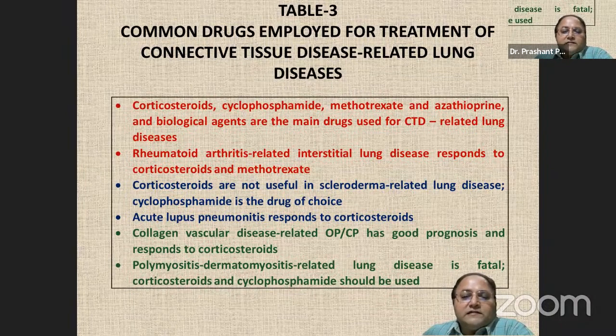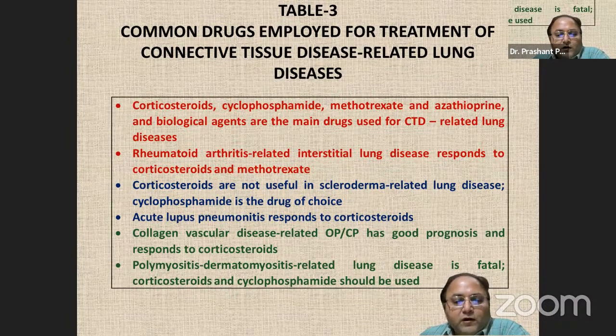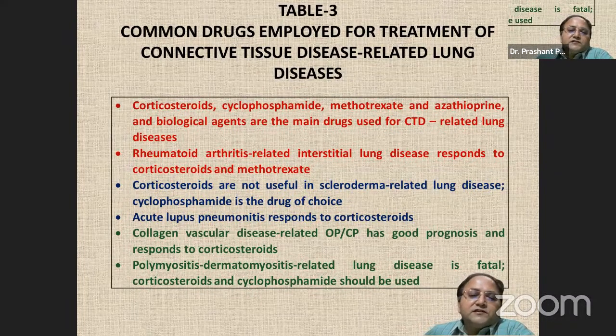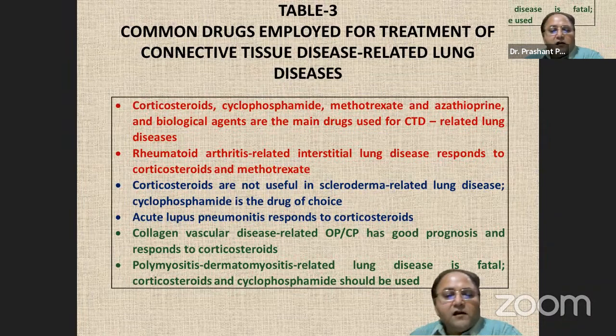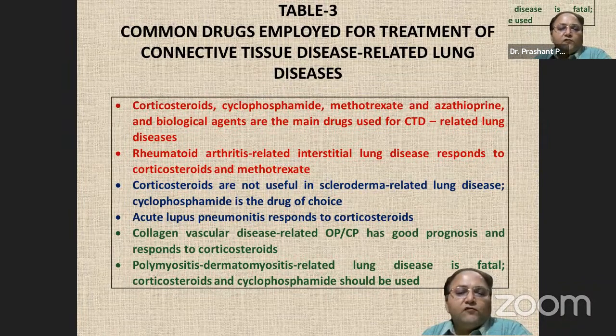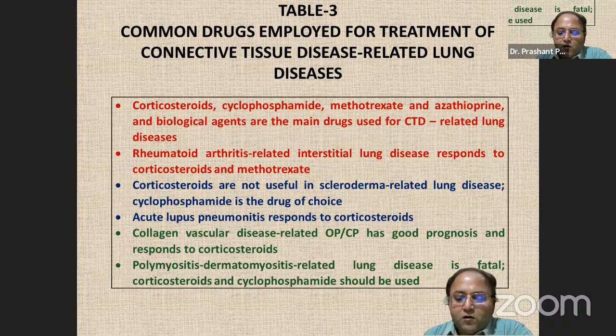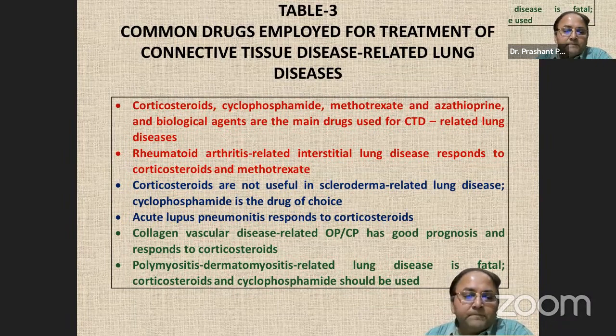Collagen vascular disease, OP and CP has good prognosis, response to corticosteroids. Polymyositis, dermatomyositis related lung disease is fatal. Corticosteroids and cyclophosphamide should be used almost from the beginning.